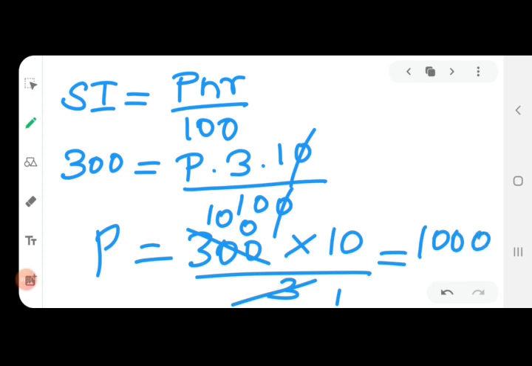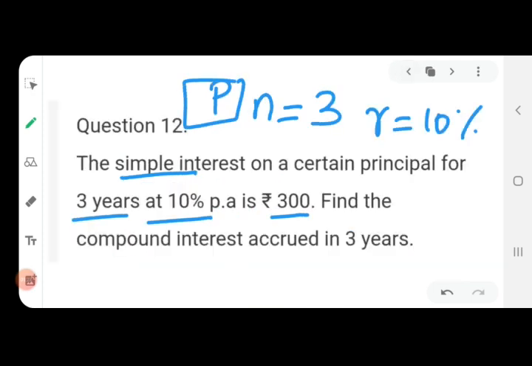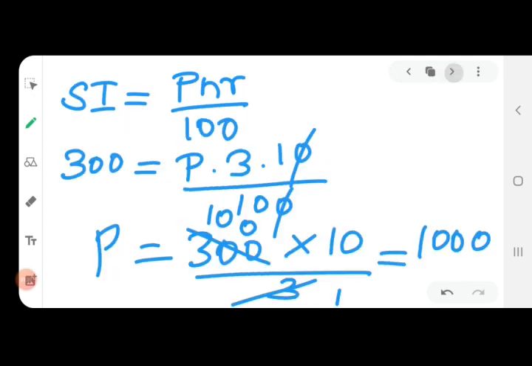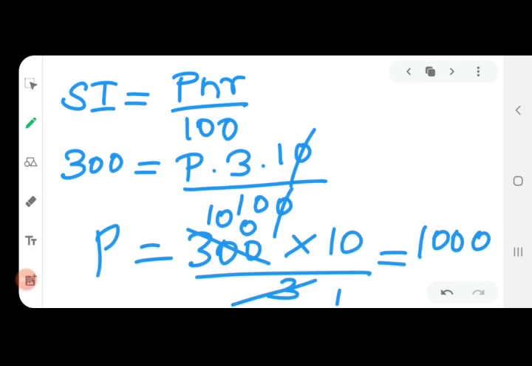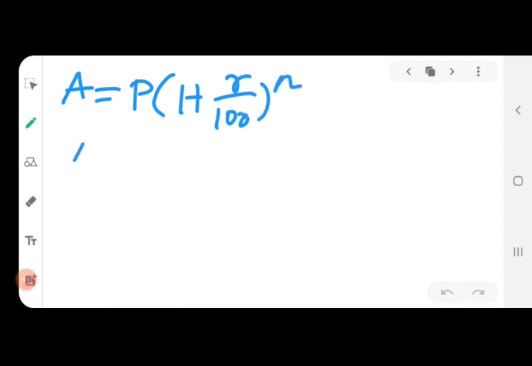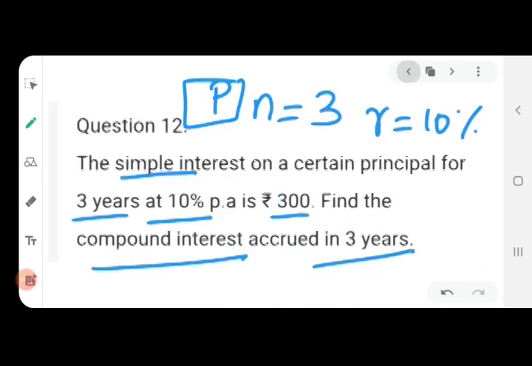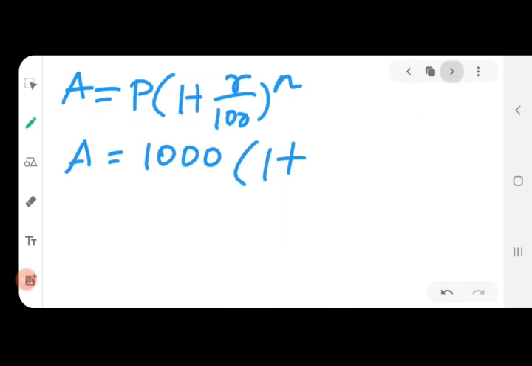So what is our principal value now? 1000. Next, what we need to find? We need to find the compound interest in 3 years. So we have the principal, and rate of interest, number of years, everything we have. So we have to substitute in the formula, that is the amount formula. A equal to P into 1 plus R by 100 whole power n. So A equal to principal value here 1000 into 1 plus R, what they have given, 10%. So same 10 by 100 whole power, what is our n? 3 years. So our n is 3.